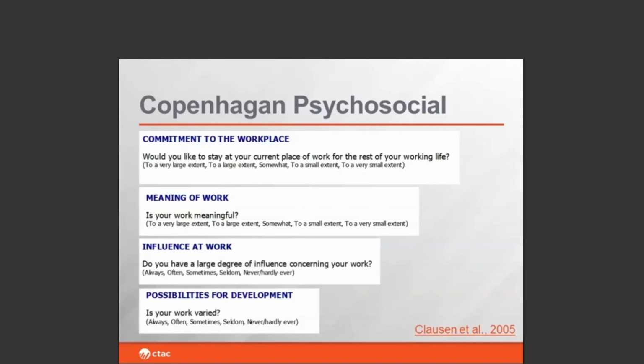Other aspects that are organizationally useful include commitment to the workplace, meaning of work, influence at work, possibilities for development. Notice how many of these reflect some of the causes of turnover we discussed previously, right? That possibilities for development piece is really key to a lot of people's choice to laterally change jobs, even if that doesn't mean that they'll get a promotion at their next job immediately.